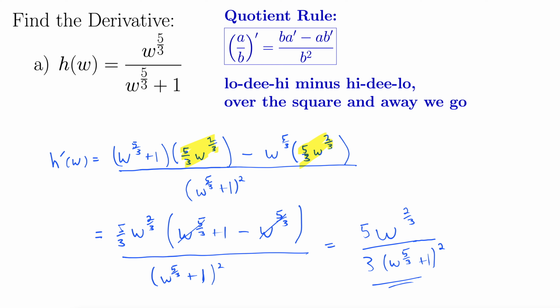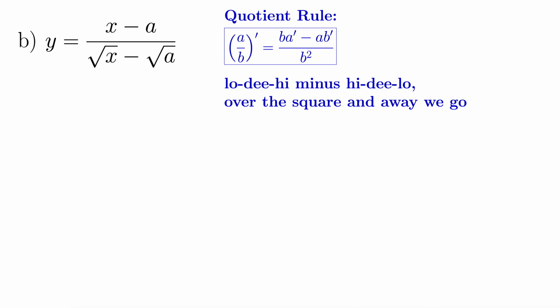Let's try another one. For part B, we have y equals x minus a over the square root of x minus the square root of a. And this one's a bit of a challenge. The answer is 1 over 2 rad x. If you're up for it, pause the video and try to work it out yourself and see if you can get that same answer.